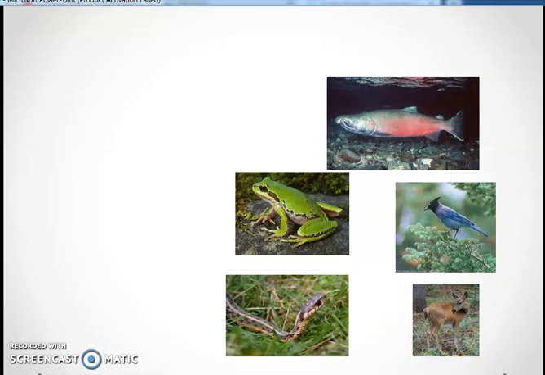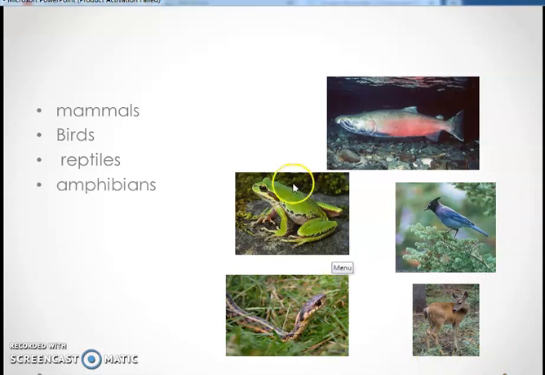This belongs to the mammals category. So the first group of vertebrates are mammals. The second group of the vertebrates are birds. Third group of vertebrates are reptiles. This belongs to the reptile category. The fourth group are amphibians, like this frog belongs to the amphibian group. And here the last group are fish.